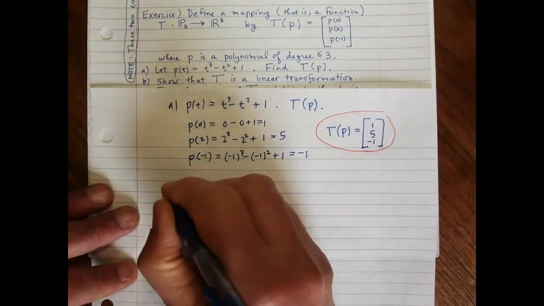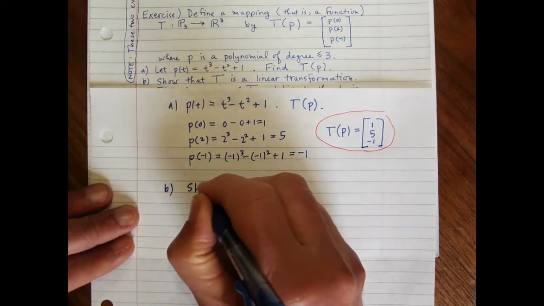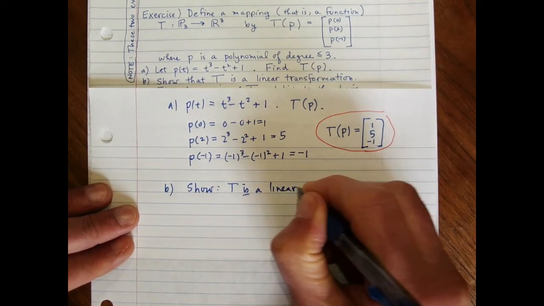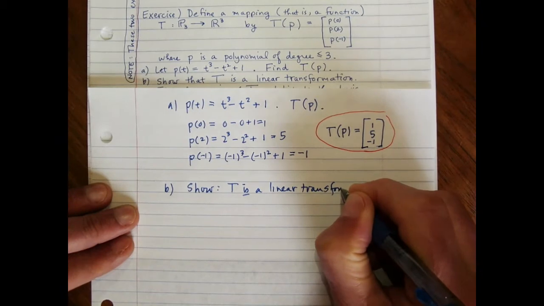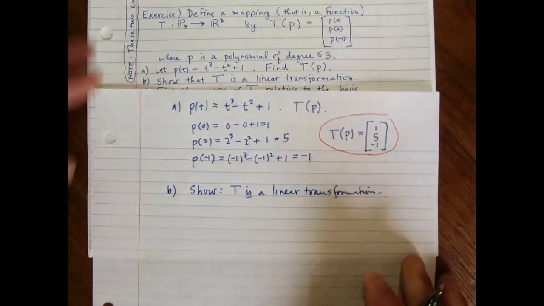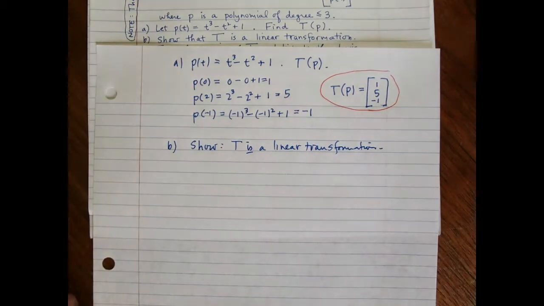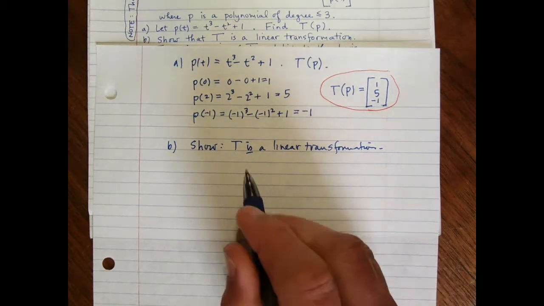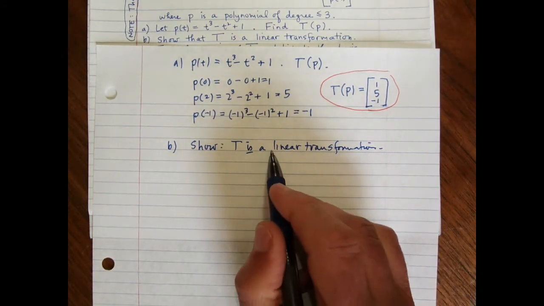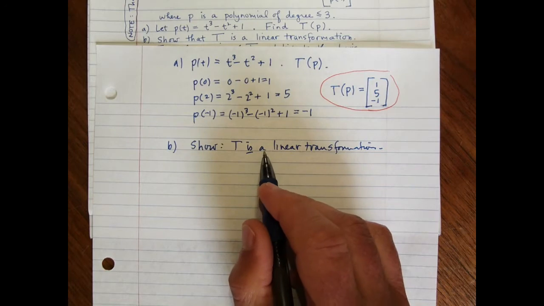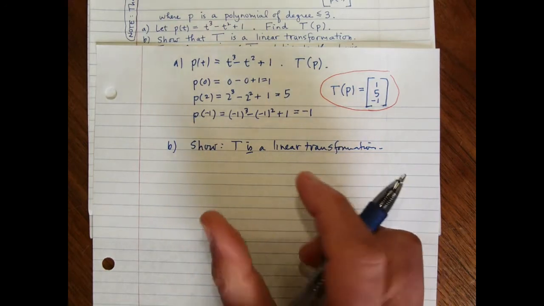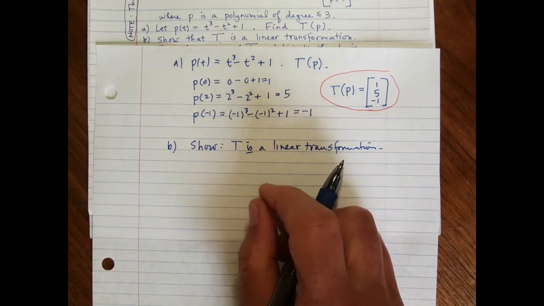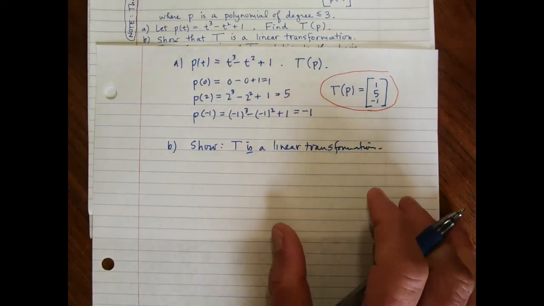Part B is to show that T is a linear transformation. And to do that, we've got to verify 2 properties. It's a little bit tedious. We've got to show that T of the sum of 2 vectors is equal to the sum of what we get when we apply T to those vectors separately. And T of a scalar multiple of a vector is the same as what we get when we take the scalar multiple times T applied to that vector.